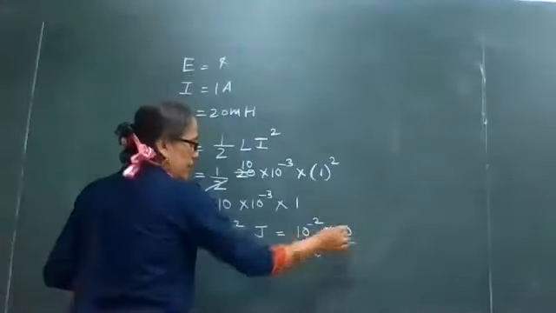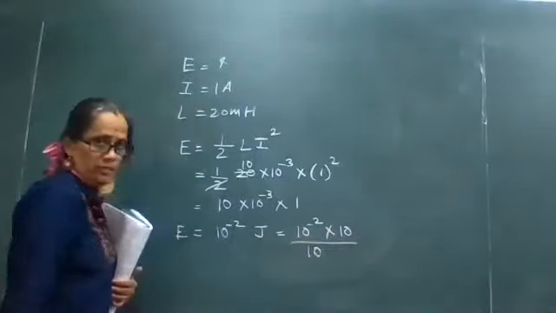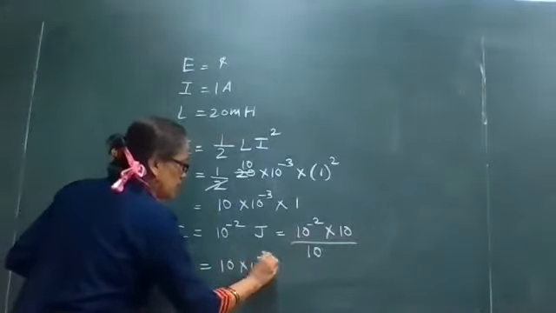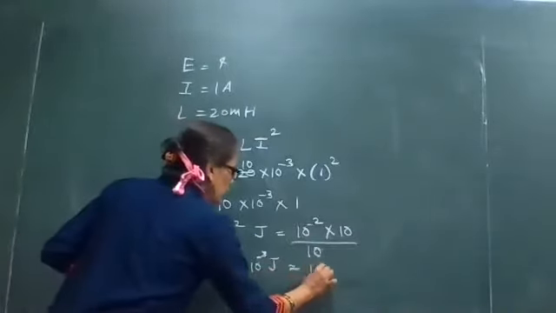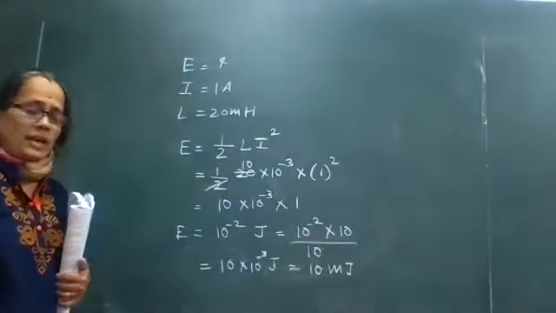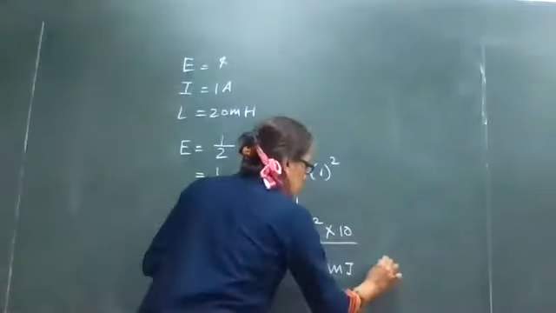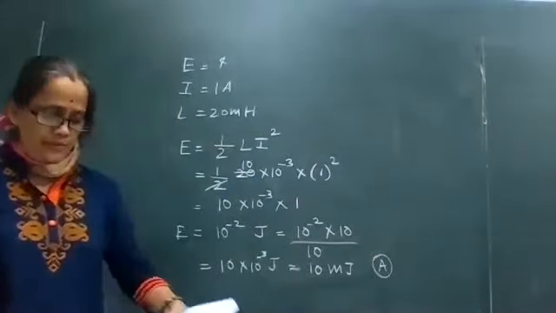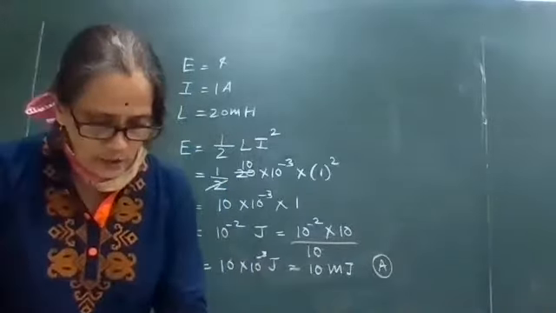So if I multiply and divide by 10, the 10 power which is for division, when it comes to numerator, becomes 10 raised to minus 1. Means what am I getting? 10 into 10 raised to minus 3 joule. So 10 into 10 raised to minus 3 joule is equivalent to your 10 milli. Clear? So that is your option number A. So for your last MCQ, your answer is option A. Is it okay? Fine. Now we can go for actual numericals.